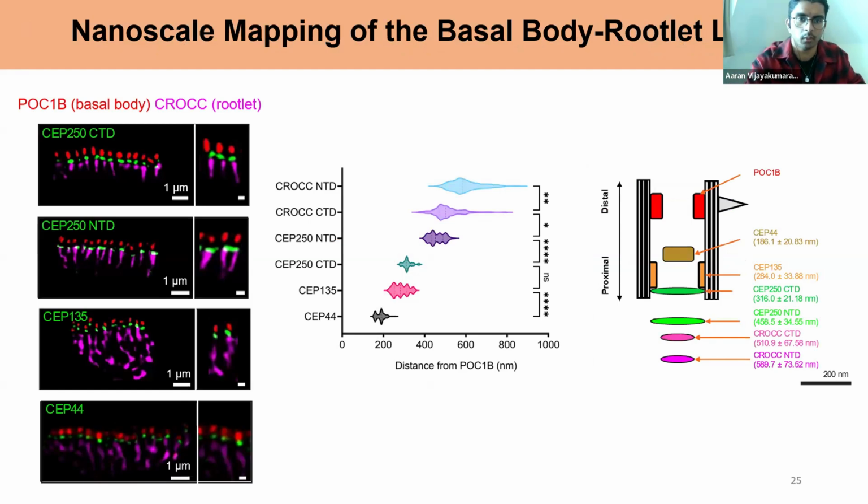And so what you can see, let me just get my laser out. We have CEP250 here, and then we have rootlets over here, CROCC. And then we have other elements of the basal body. But there's still a gap between the two, suggesting no direct interaction between CEP250 and CROCC.